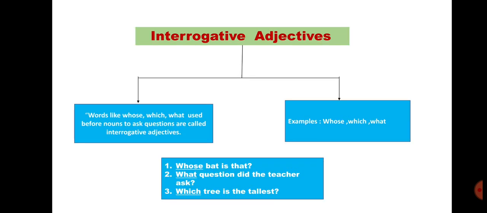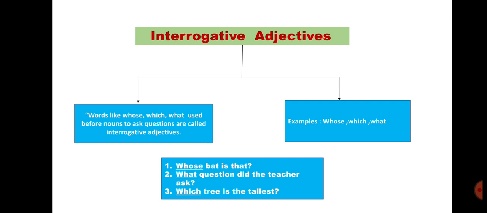Interrogative adjectives. The last kind of adjective that we are going to learn now is interrogative. As you all know, interrogative means question. We ask questions. Words like whose, which, what are used before the noun to ask questions, and are called interrogative adjectives.